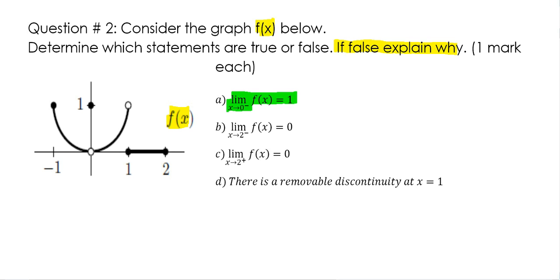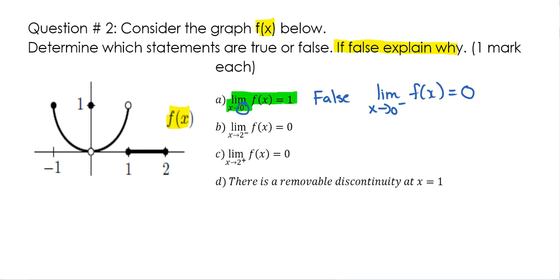Well, let's focus on this 0 value. Here's 0. Now, if I approach 0 from the left-hand side, I'm approaching a height of 0. So this would be false. I'm not approaching a height of 1. And if it's false, you need to explain why. And all you have to do is just write a limit statement here. As x approaches 0 from the left-hand side of f of x, you are actually approaching a height of 0. Okay, so that's how you would approach these kinds of questions.